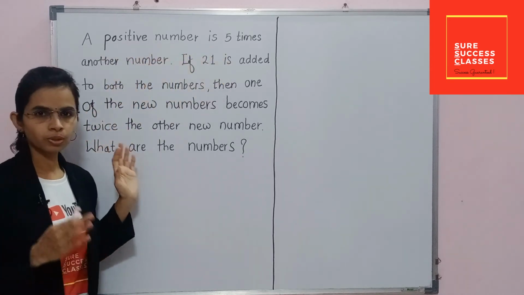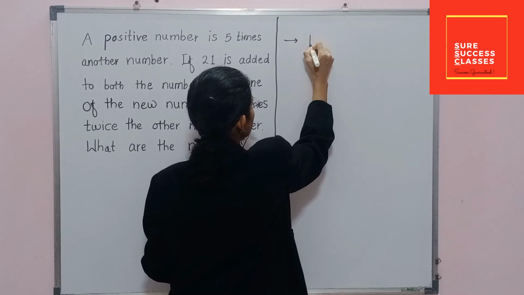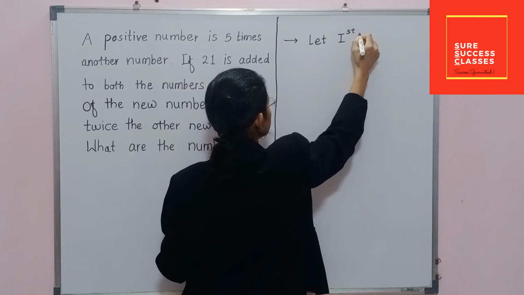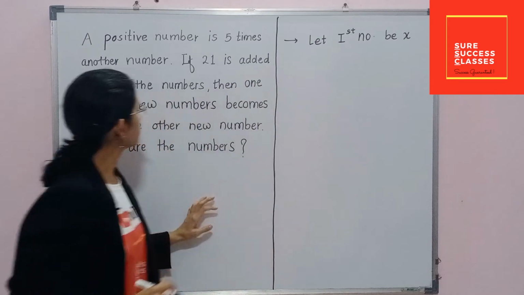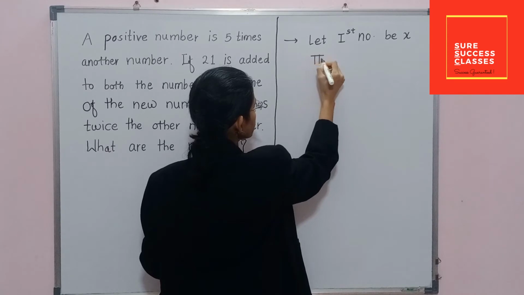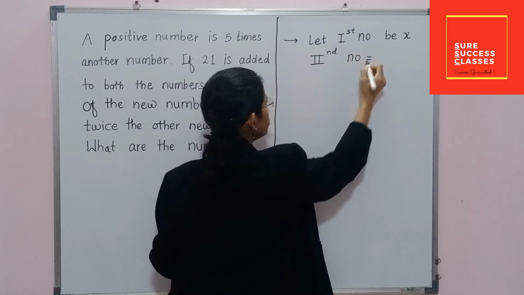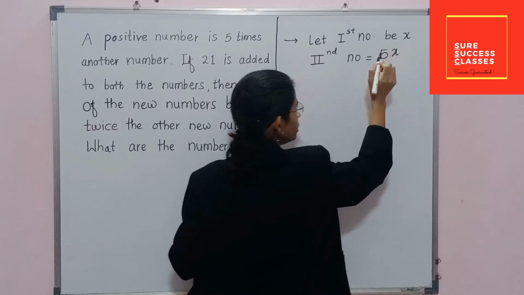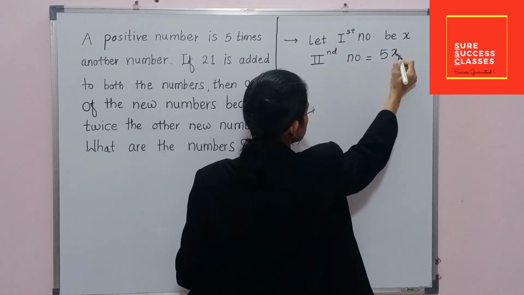First, a positive number is 5 times another number. Here we will assume one number as x. Let the first number be x. Then the second number will be 5 times x, which is 5 into x. No need to write down the multiplication sign. 5x. This is the second number.